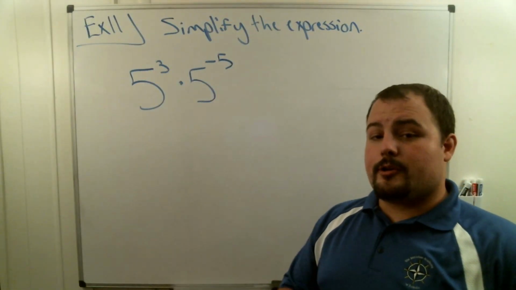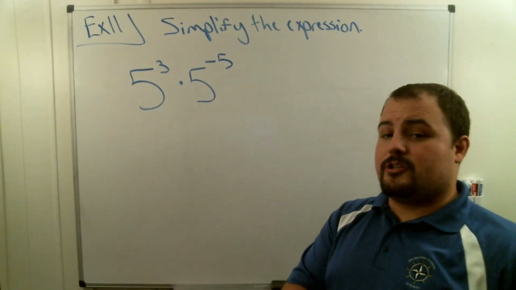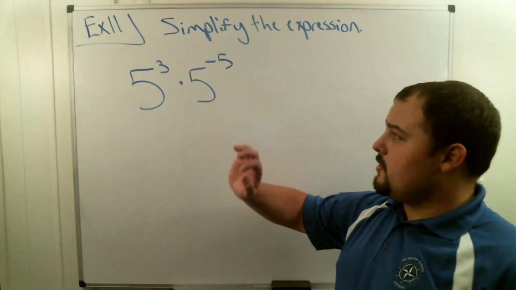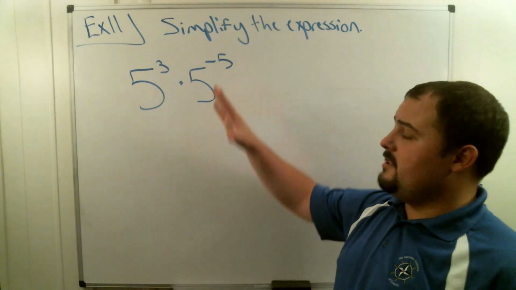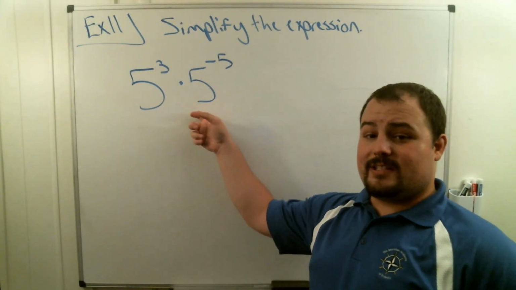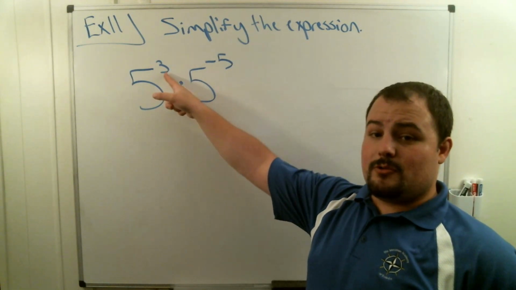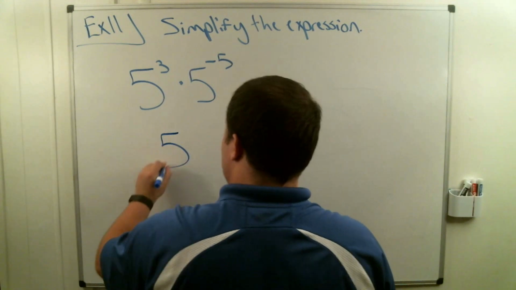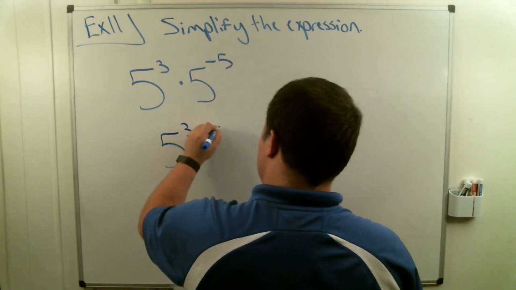In example 11, we're going to start talking about how to actually multiply using previous rules that we talked about. So if I had 5 to the third power and I times it by 5 to the negative fifth power, reminder, if we're multiplying two numbers and they have the exact same base, then what we're supposed to do is add the exponents. So in this case, this means that we would take 5 to the 3 plus negative 5.